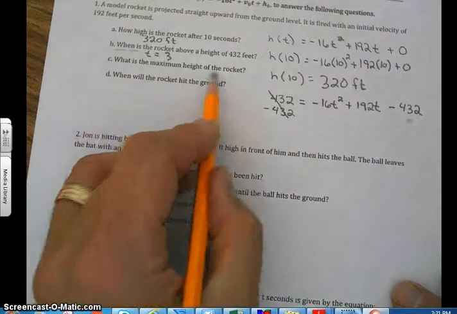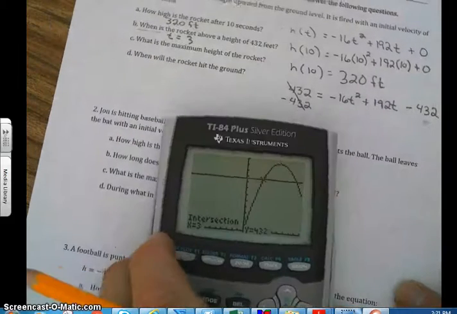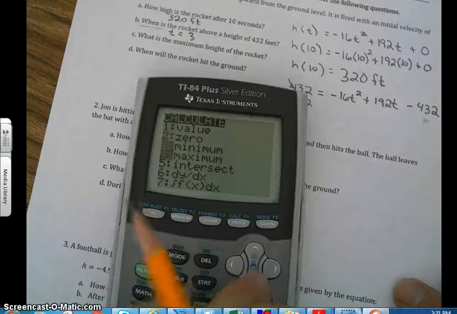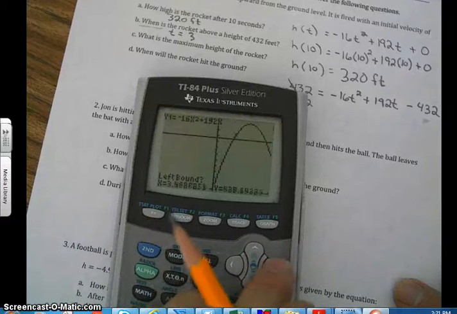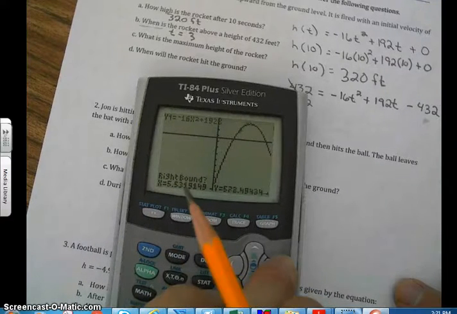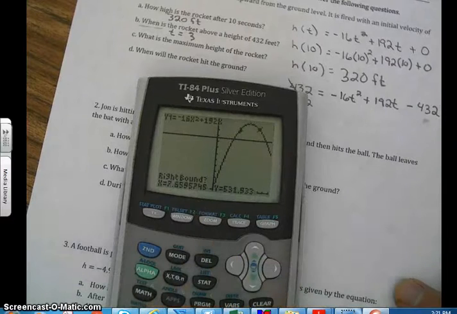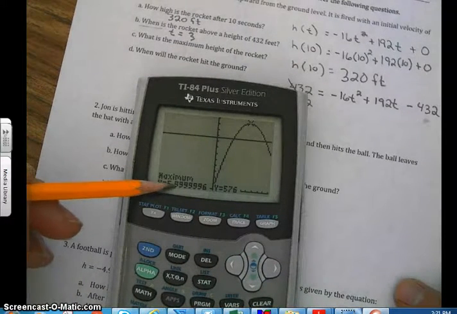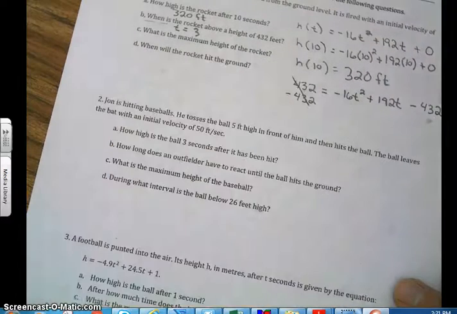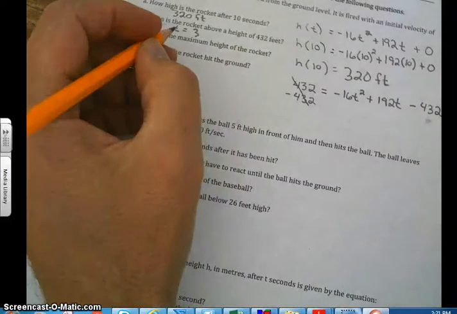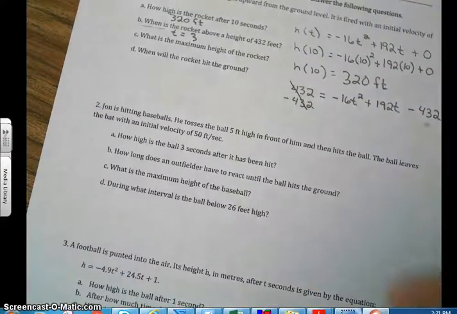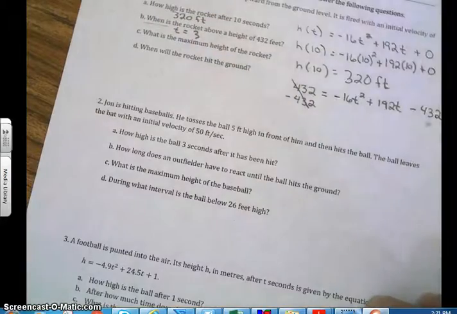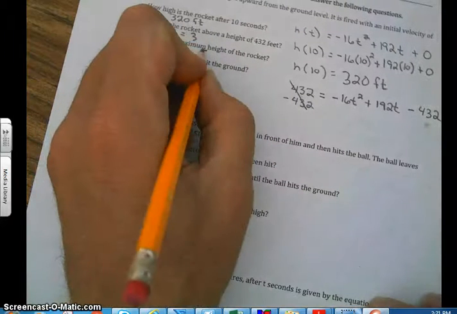It says, what is the maximum height of the rocket? Well, that's your vertex. So we're going to second calc, maximum. We're going to go to the left of the vertex, to the right of the vertex. So at 6 seconds. See, when you have this 0.99999, that's when you can round. And at 6 seconds, we're at 576 feet. So that's your maximum height.